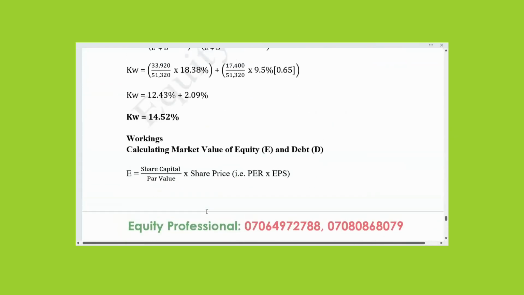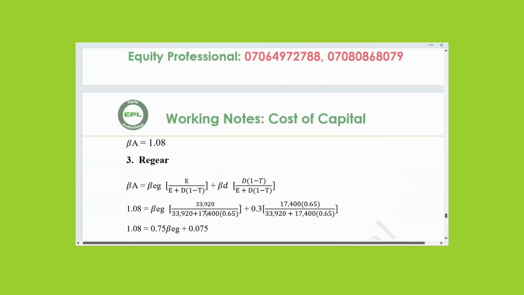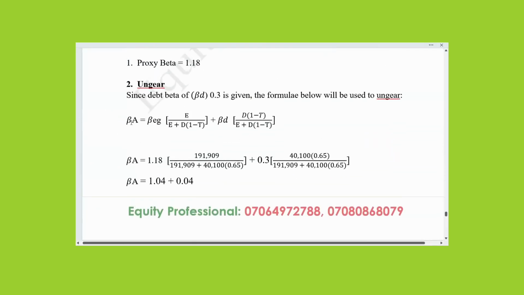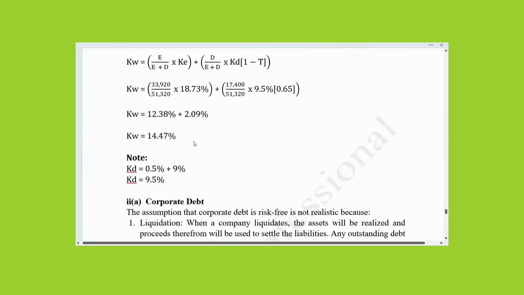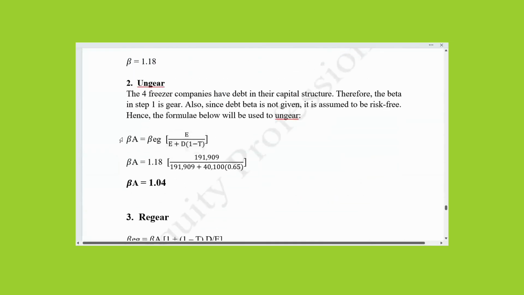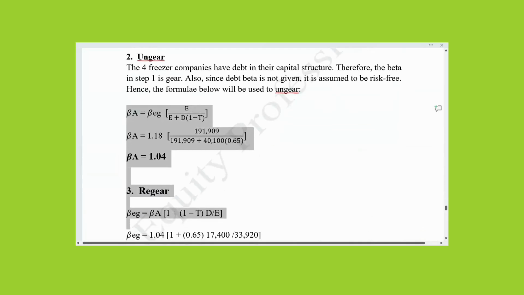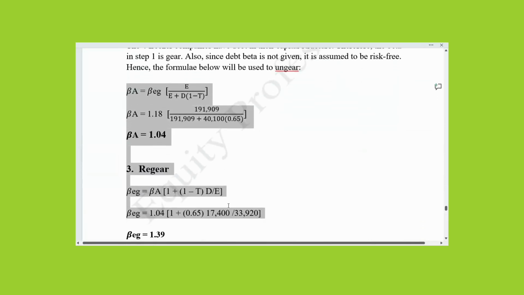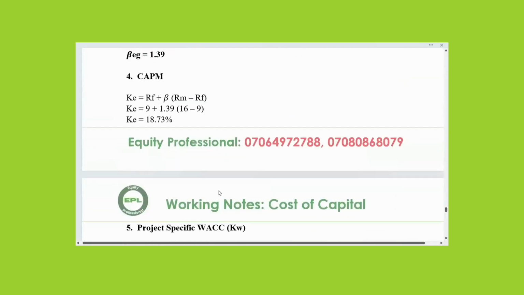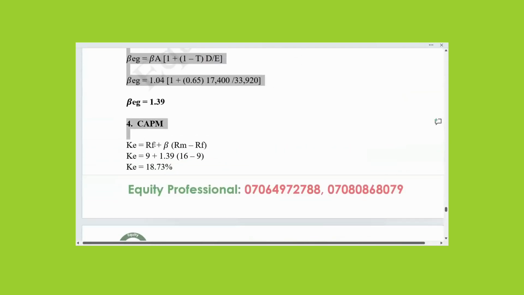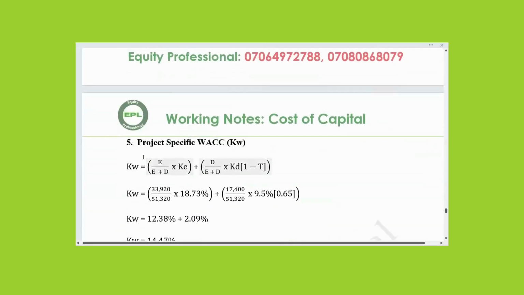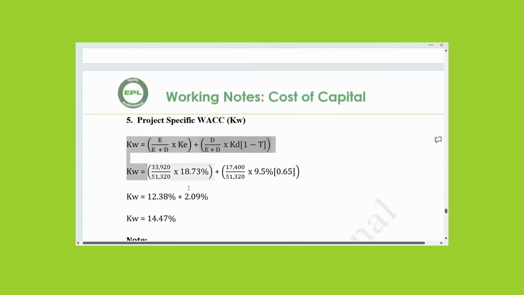So if that is the case, let me just copy the formula we have used before. Let me copy this. I will also need the regearing formula, so let me just copy this once and for all.